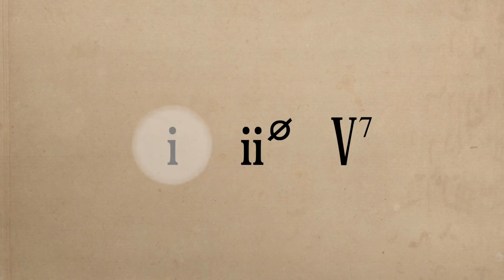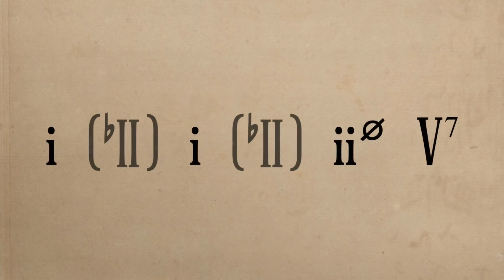The first phrase is structurally a 1-2 half-diminished 5-7. And it uses the flat 2 as a prolongation of the 1.